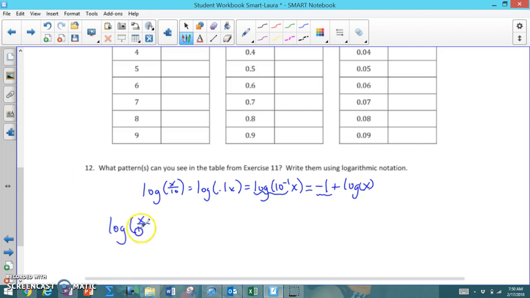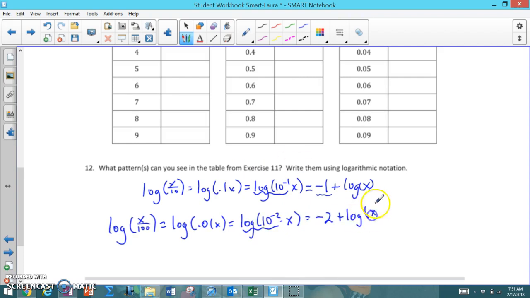I will show the second table as well. Log of x, or third table, log of x over 100, same as log of 0.01x. If I write that in exponential form, it's log of 10 to the negative 2 times x. So once again, looking at this, I should get a negative 2 plus the log of x, which is what we just said.